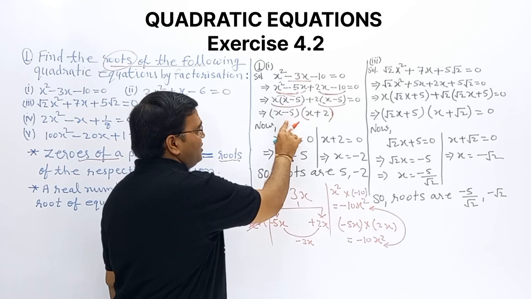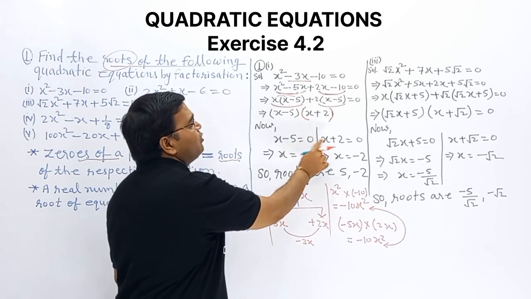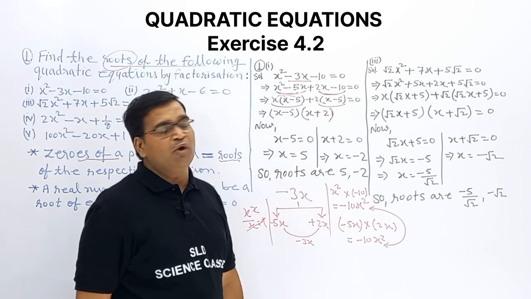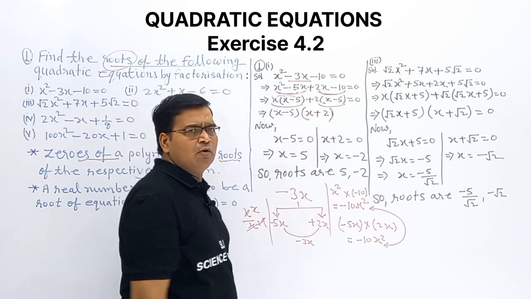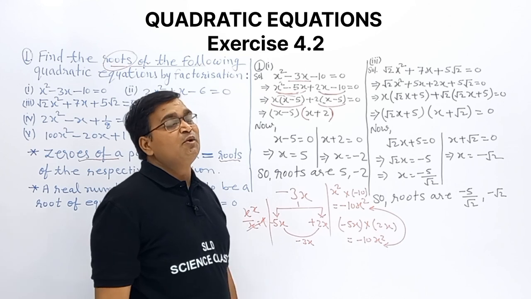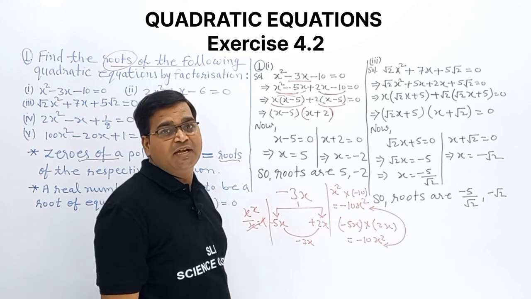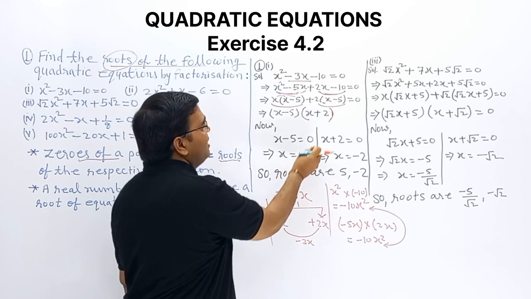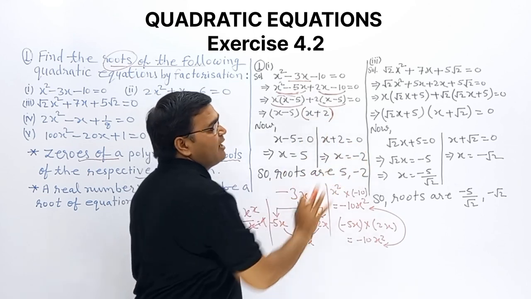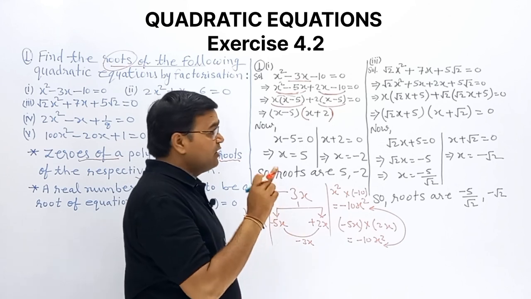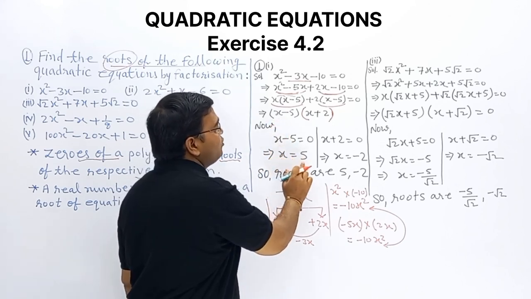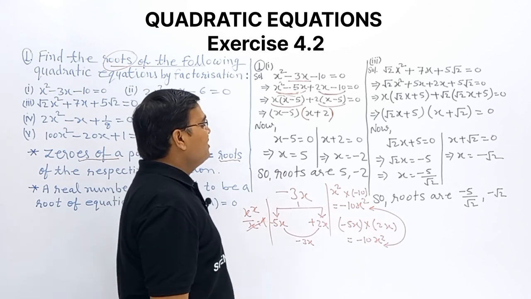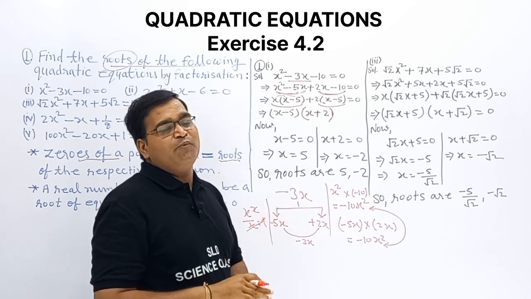So once we put these factors equal to 0, what are we getting? Zeros of the polynomial. Both are factors, but both are linear polynomials. So putting this polynomial equal to 0, we get x equals 5, and putting this equal to 0, x equals minus 2. So we have two zeros, x equals 5 and x equals minus 2. So what can we say? Zeros will be what? Roots.